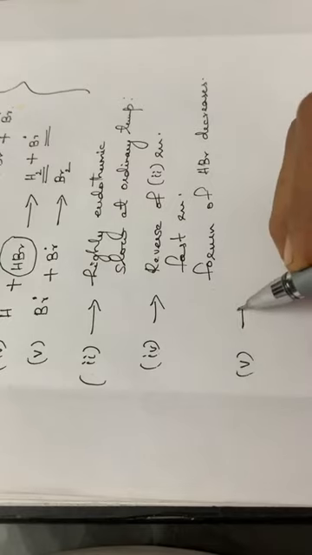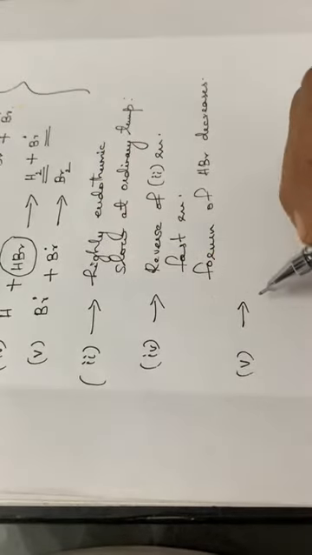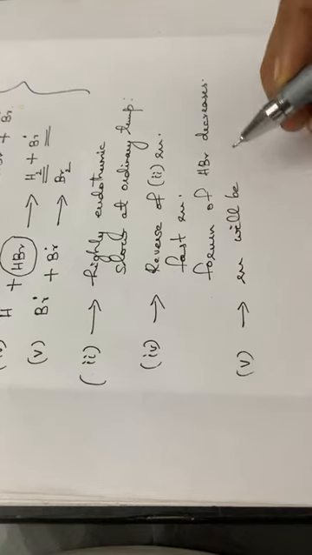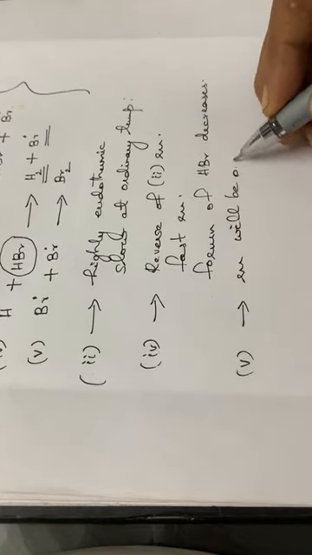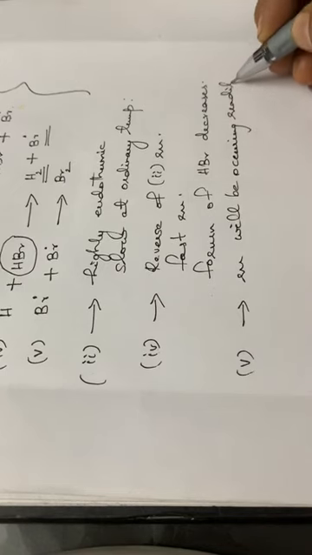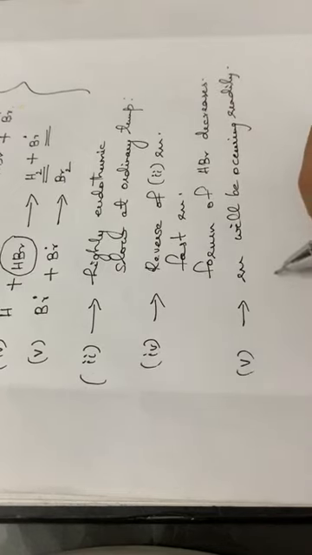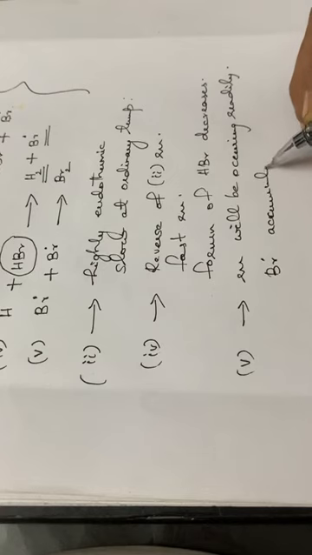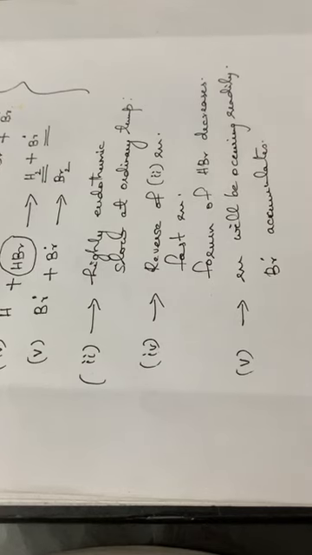So this fifth reaction, since it is a free radical reaction, what happens? The reaction will be very fast, or the reaction will be occurring readily. Okay. And also here the bromine radical will be accumulating at this stage. Bromine atom will be accumulating at this stage.